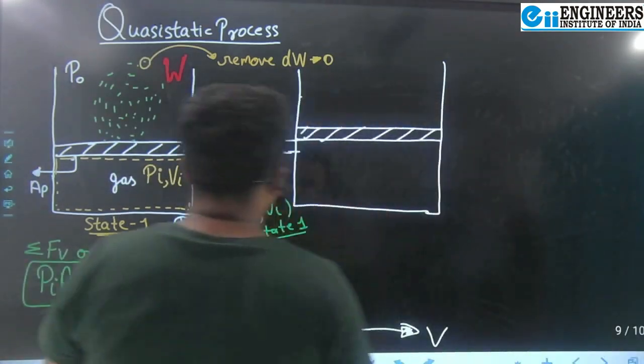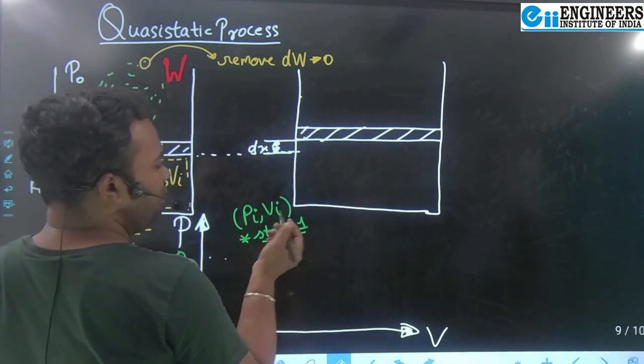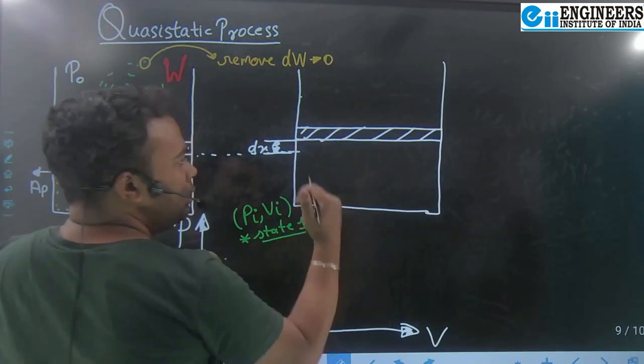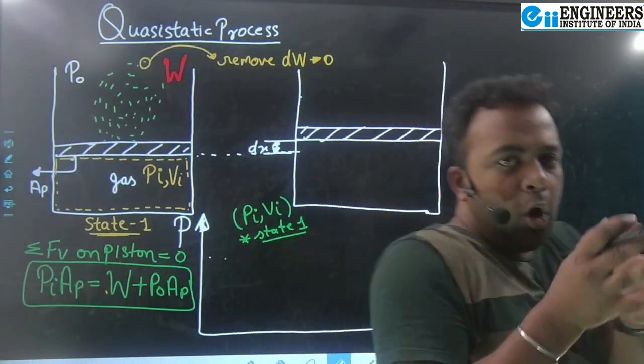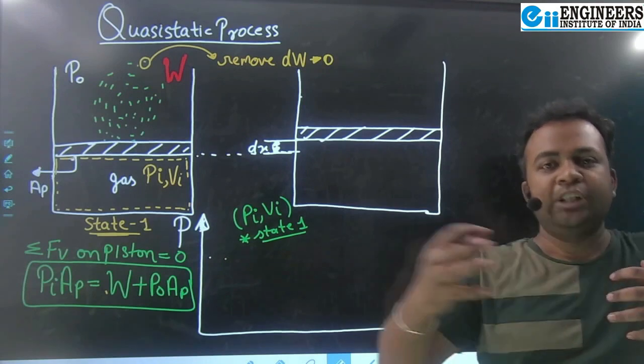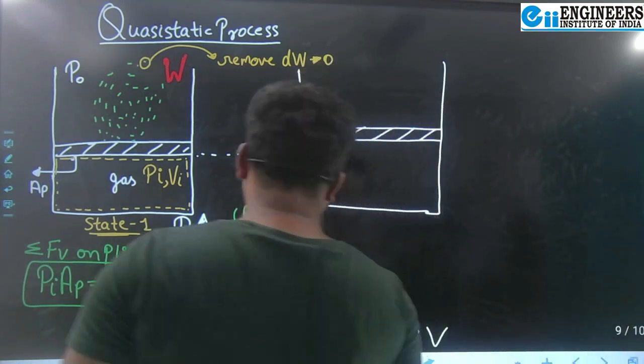Now, when the piston moves up, the pressure will decrease, because this is a slight expansion process. The molecules will move far apart, so expansion will be there. So pressure will drop.